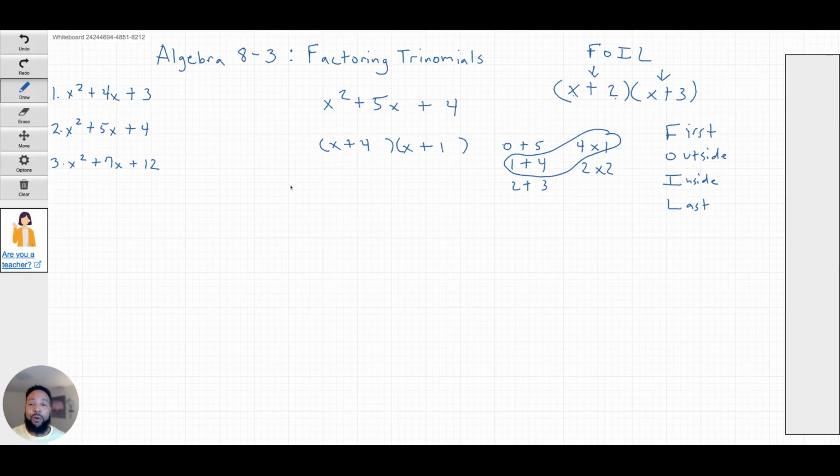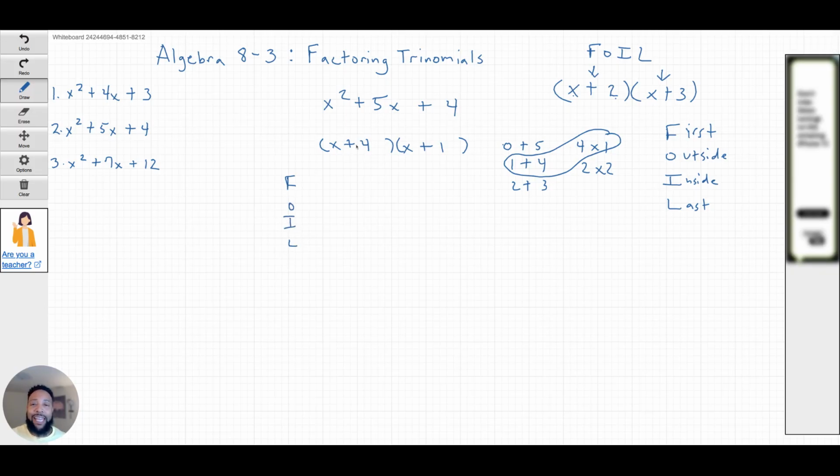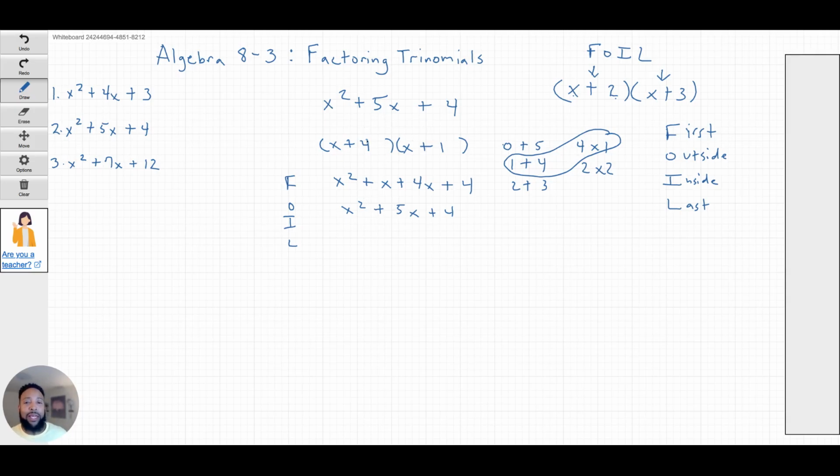So now we're going to do our FOIL method again. FOIL. First, outside, inside, last. When we multiply these, our first is x times x. It's x squared. Outside is x times 1, which is x. Inside is 4 times x, which is 4x. And then last is 4 times 1, which is 4. We combine like terms. x plus 4x is 5x. So we have x squared plus 5x plus 4, which gives you our original problem. So we did that correctly. So the factor of x squared plus 5x plus 4 is x plus 4 times x plus 1.